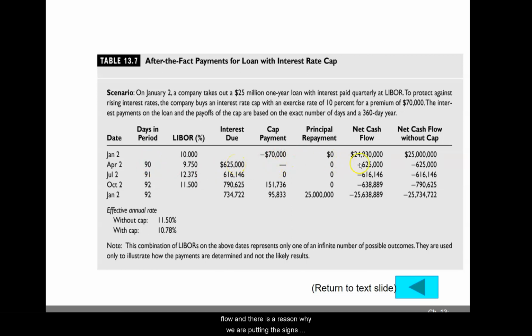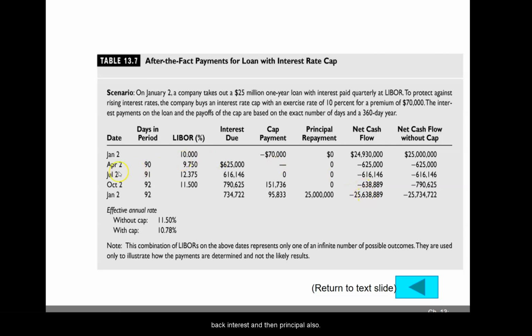Now this is a negative cash flow, and there is a reason why we are putting these signs here with the cash flow. So we received the cash flow of 25 million, but we paid the cap payment of 70,000, so we have a positive cash flow here. But all the remaining cash flows are negative, which means that we are paying back interest and then principal also.